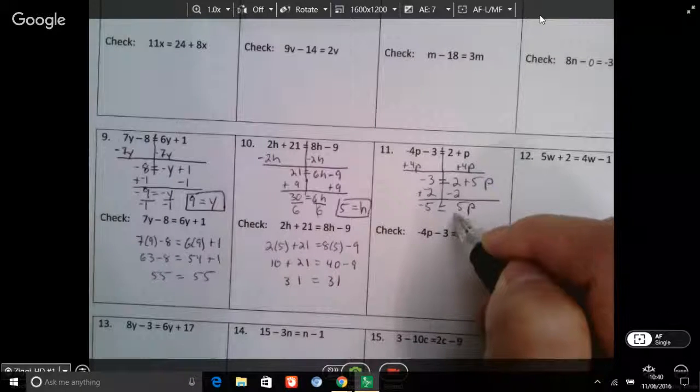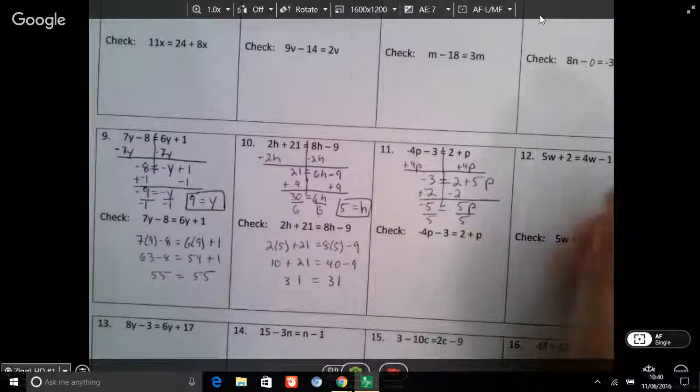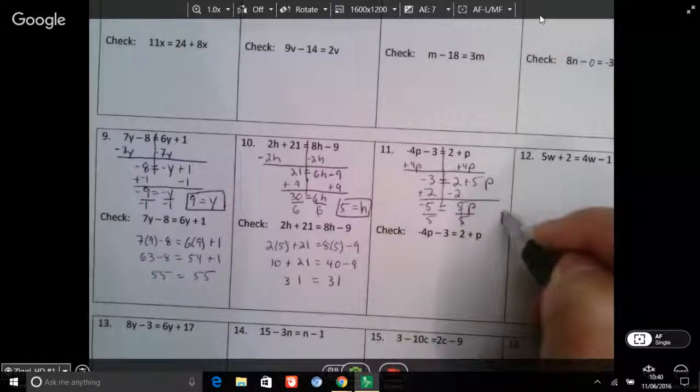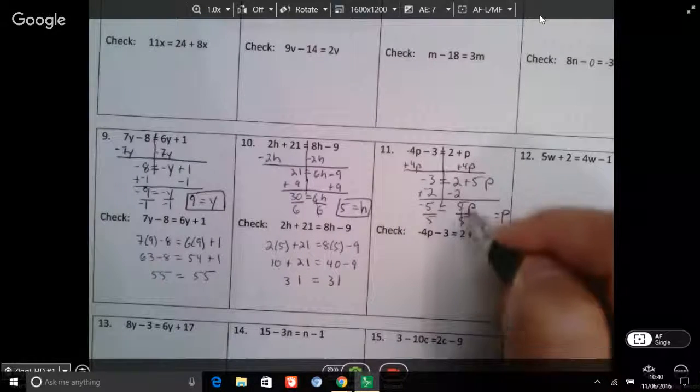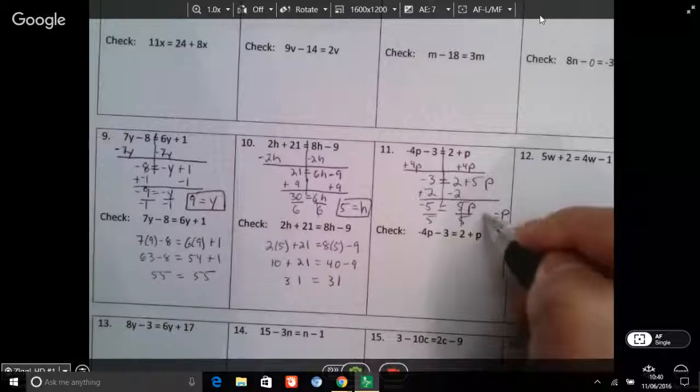Opposite operation, inverse operation, divide by 5. So now this is gone, and I have p. 5 divided by 5 is 1, so 1p is p. Negative 5 divided by 5 is negative 1.